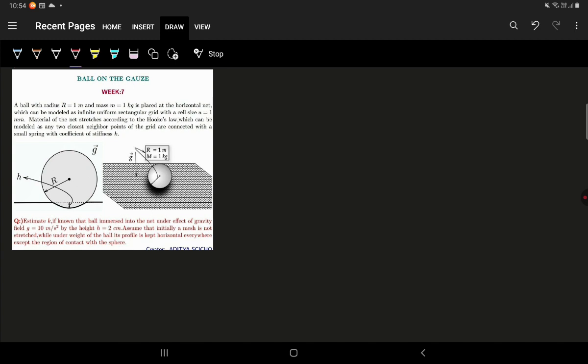Well, k is basically the spring constant. They have written it as coefficient of stiffness, nothing to get confused about. Now they are asking me to estimate the value of k.